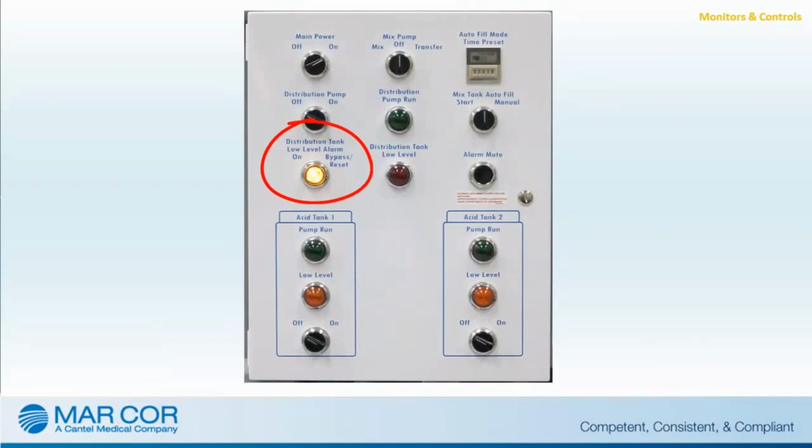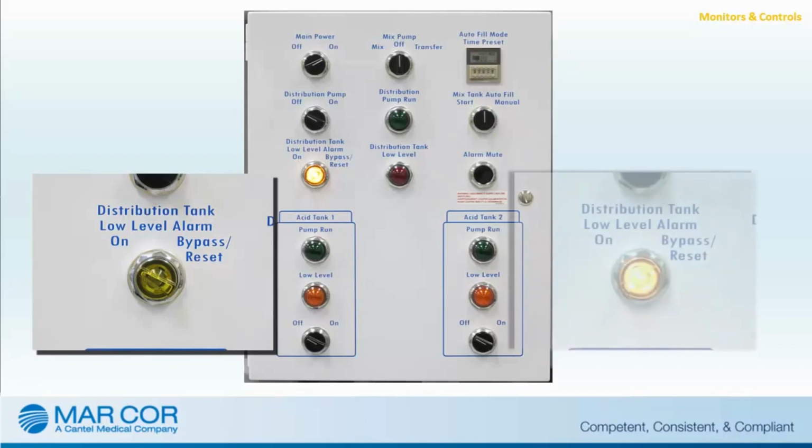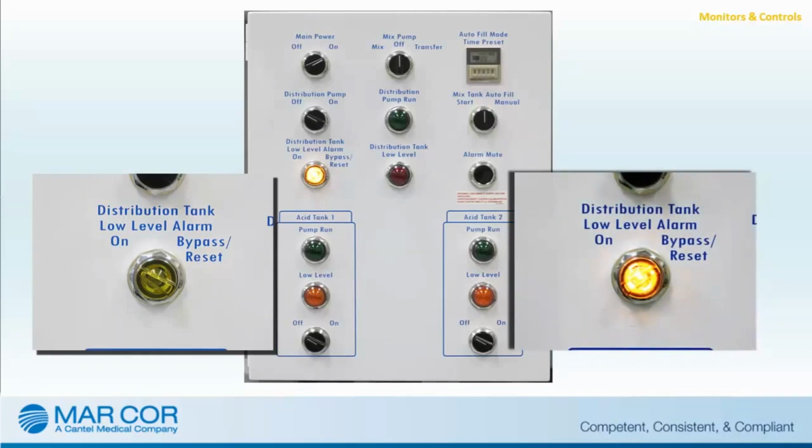The distribution tank low-level alarm hand switch controls the function of the distribution tank low-level alarm. The alarm is enabled when the switch is in the on position. Moving the switch to the bypass reset position disables the alarm and illuminates the switch to provide additional user awareness of the alarm bypass.